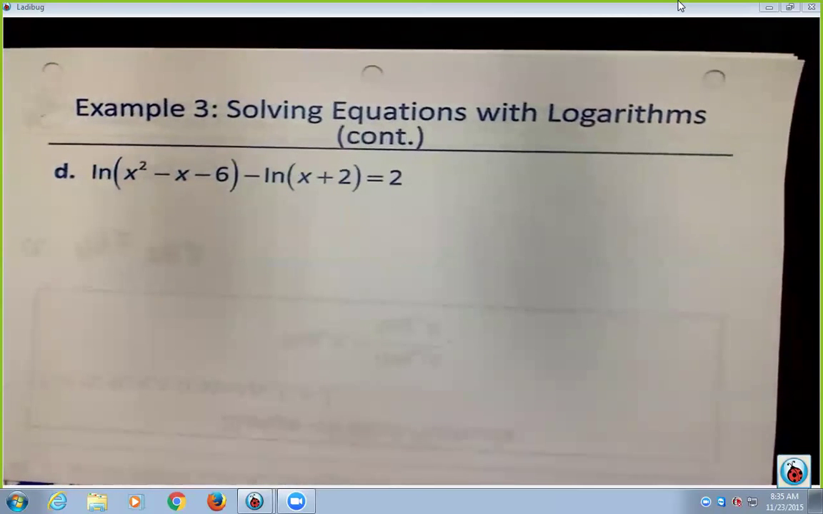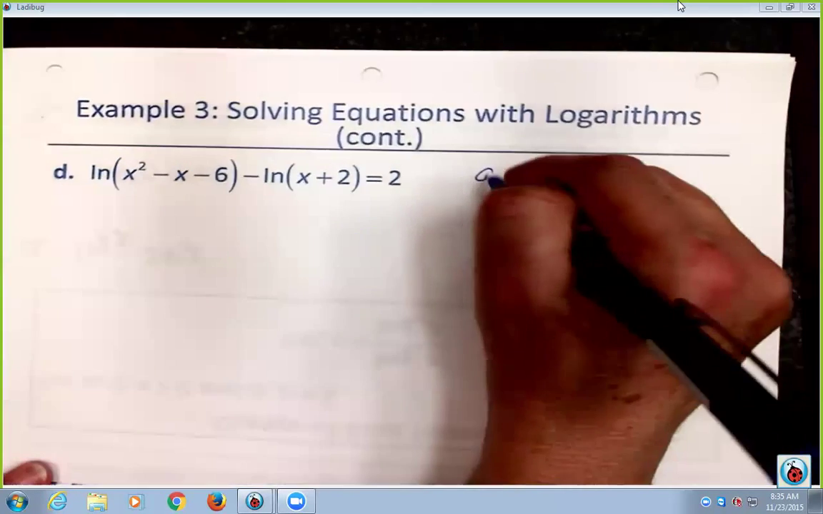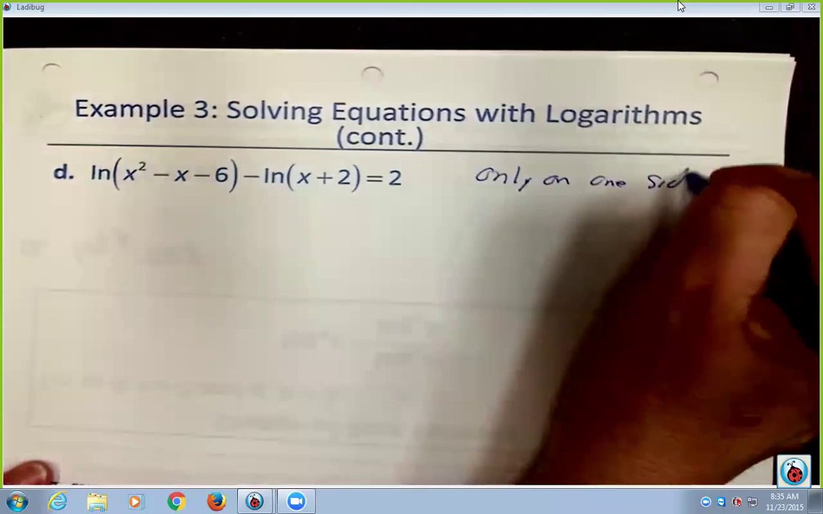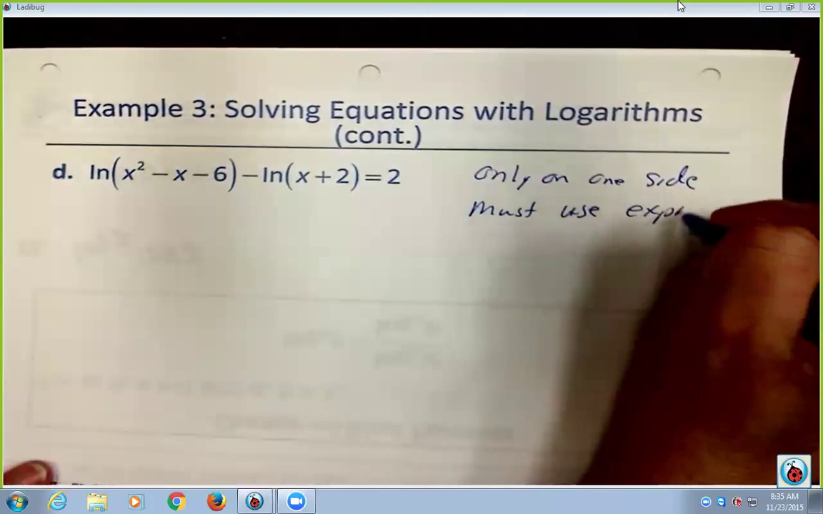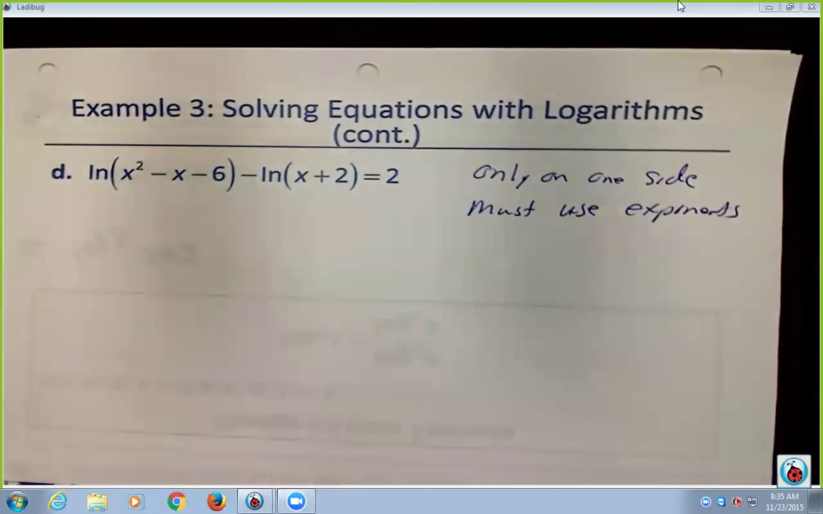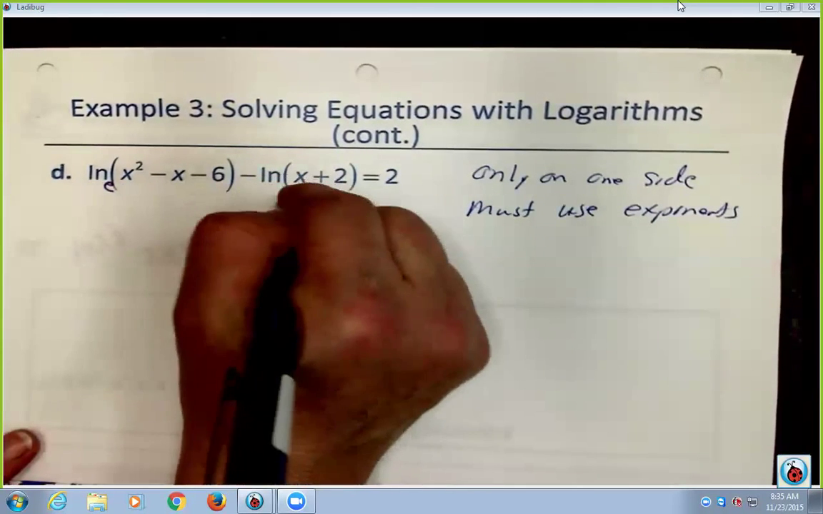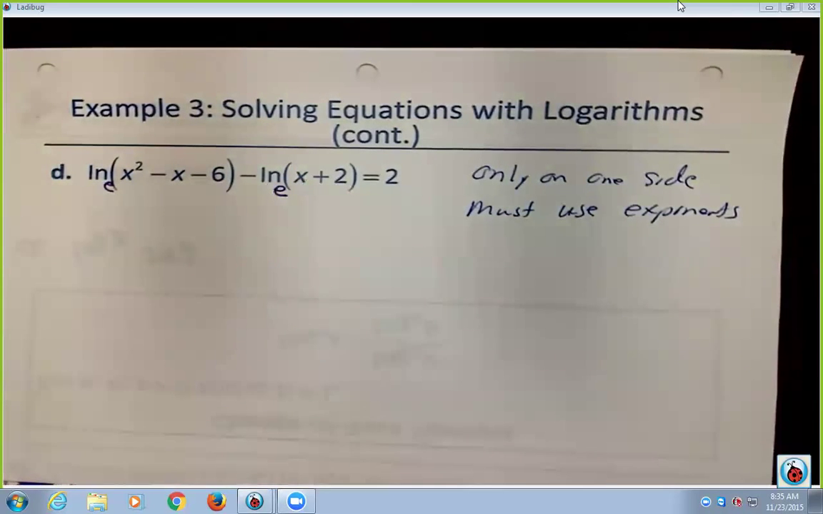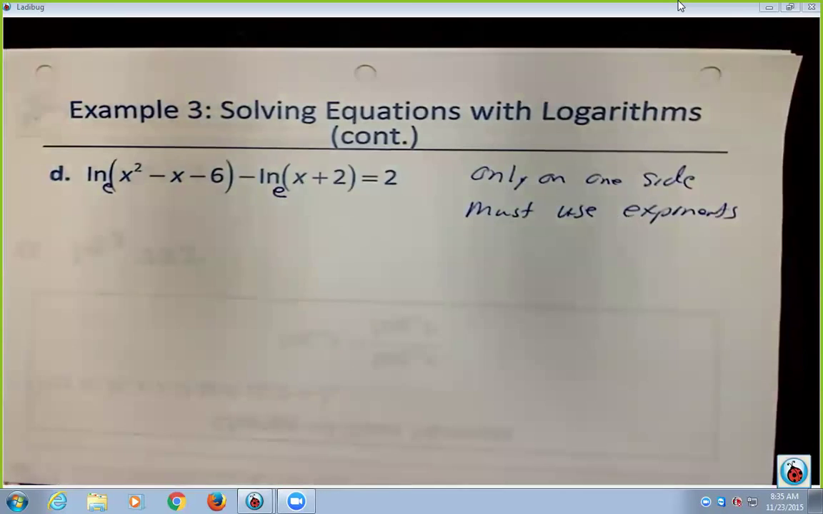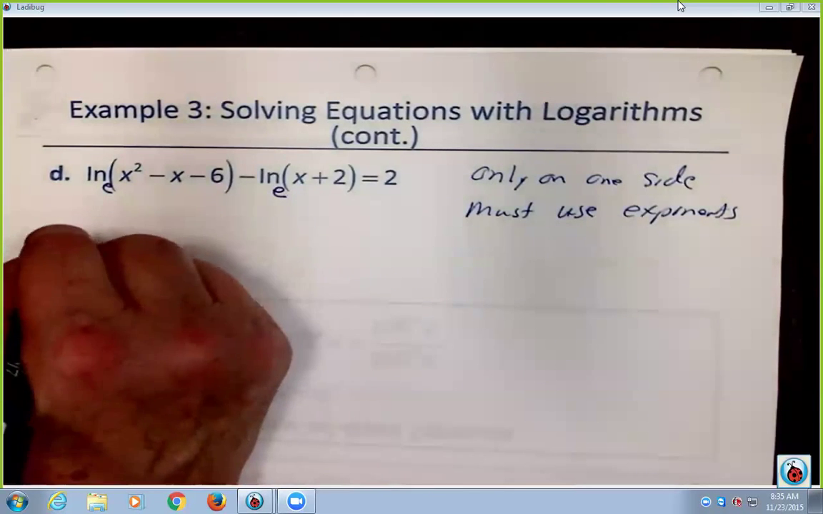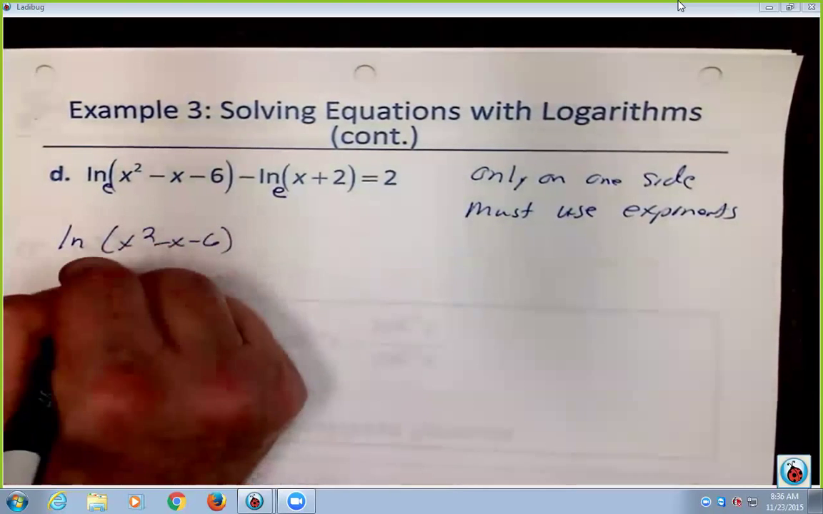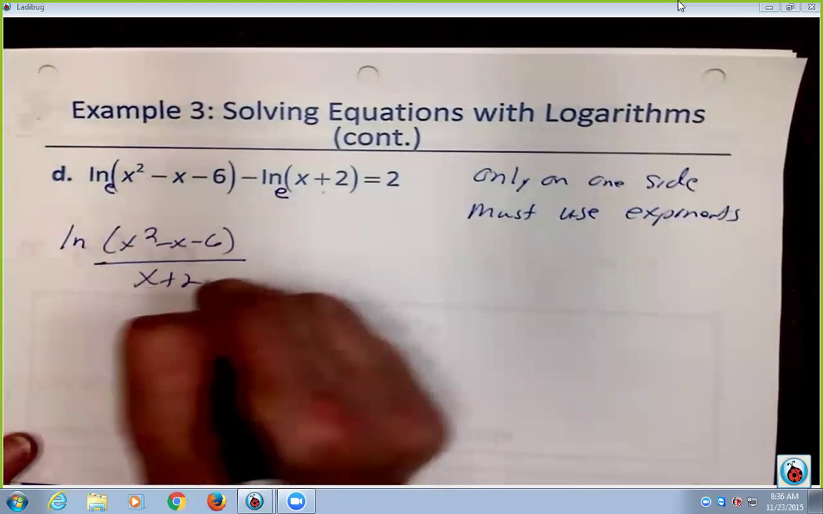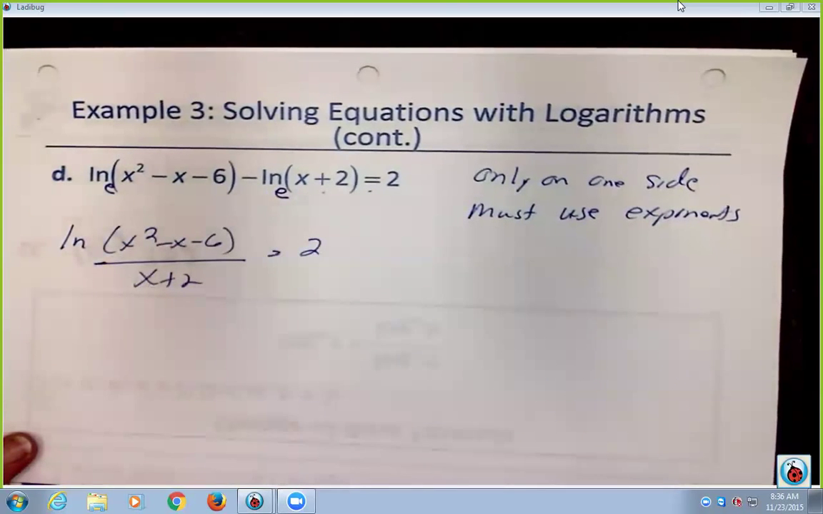Well, if we have natural logs, again, only on one side, we must use exponents. So it's got it on one side only, and every ln has an e down there. So be careful and know that there's an e that's with natural logs, not a 10 like logs, but there's an e in there. So if I put this back together, I have ln of x squared minus x minus 6 all over x plus 2 is going to be equal to 2.